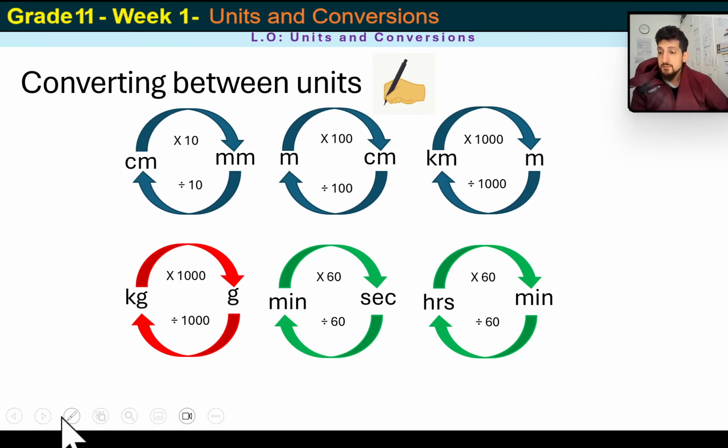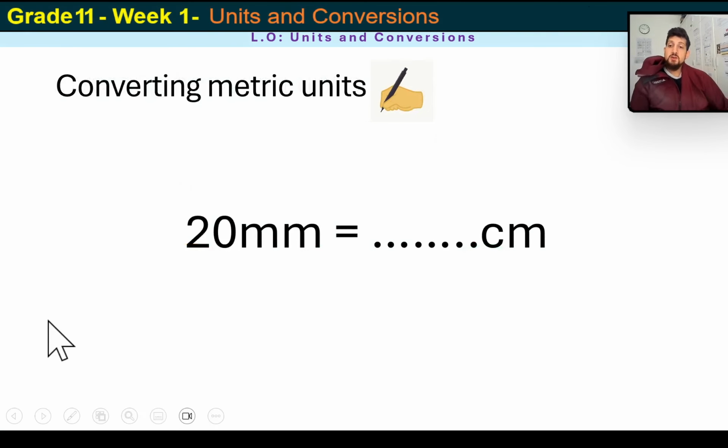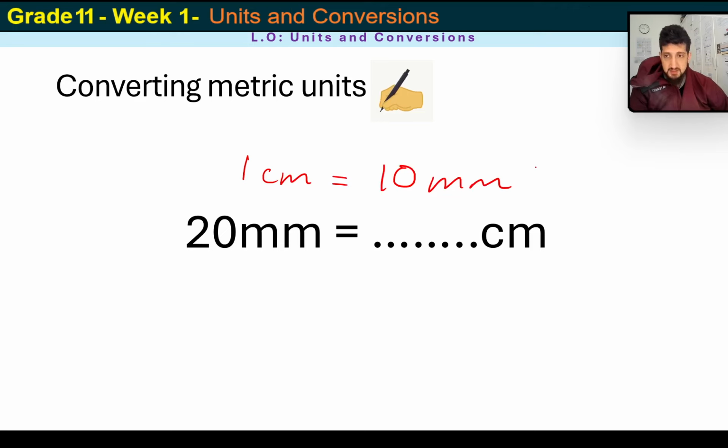Okay, let's go. Converting metric units. So let's have a look. We've got 20 millimeters now, and we want to convert it to centimeters. Now remember, 1 centimeter equals 10 millimeters. We know that. So since we know that 1 centimeter equals 10 millimeters, we've got 20 millimeters, so that equals 2 centimeters.